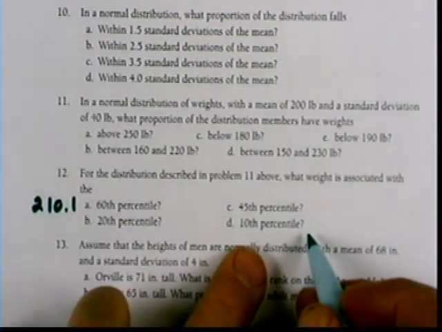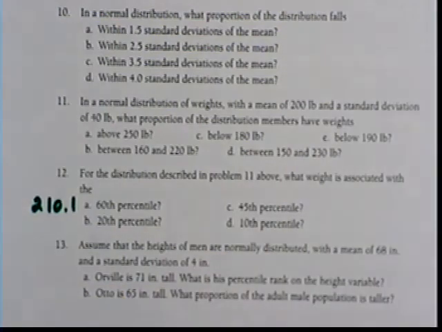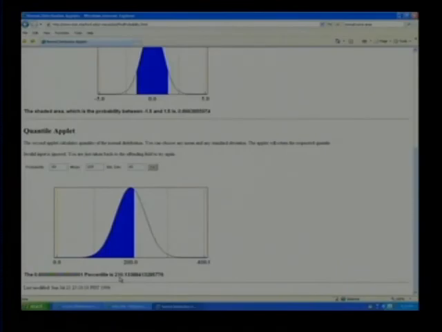Now the 10th percentile. If we go back to our applet, it's fairly easy. We just put in 0.10 there, and that percentile is 148.7. Those are fairly easy to calculate using the formula, and a little bit easier using the computer program.